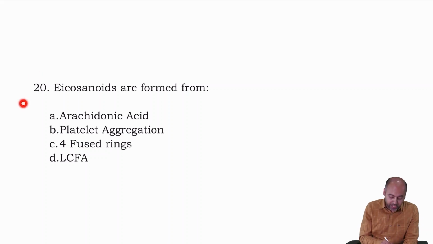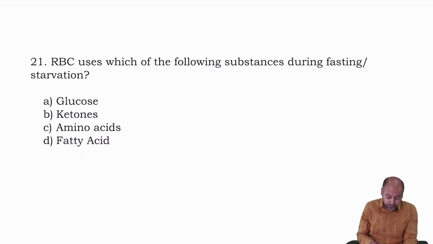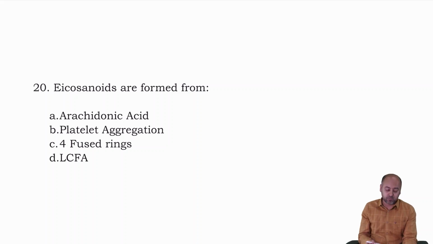Okay, icosanoids are formed from, again, the very basic concept. Icosanoids are formed from the carbon 20 polyunsaturated fatty acid. In this case, it is the arachidonic acid. Arachidonic acid is a precursor for the icosanoids. Icosanoids are very important. They give rise to a large number of functional molecules. The thromboxanes, the leukotrienes, the prostaglandins, the prostacyclins, all of these will come from the icosanoids.